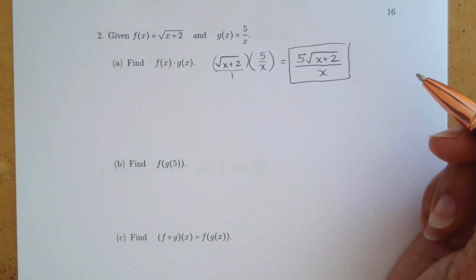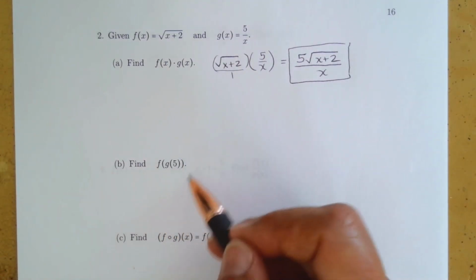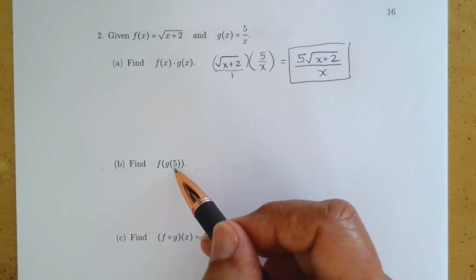Okay? All right, now B says find f of g of 5. Well, now we got a number in here. Okay, we haven't done one with a number in here.